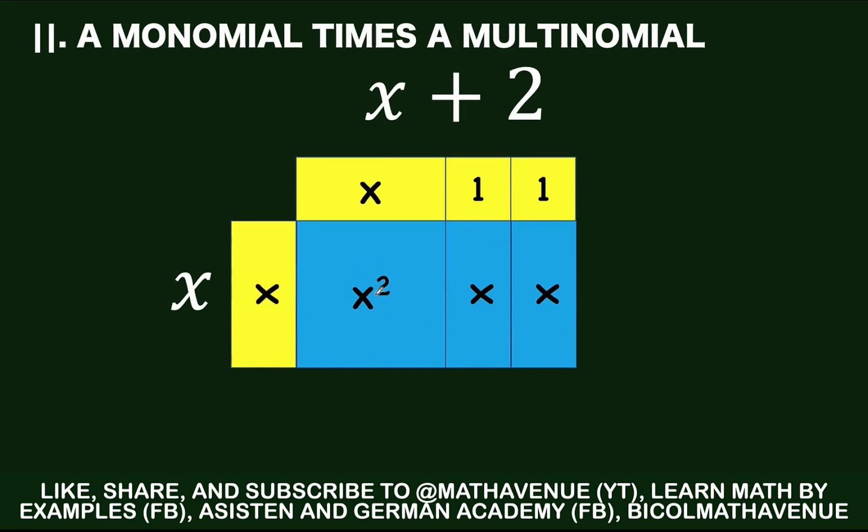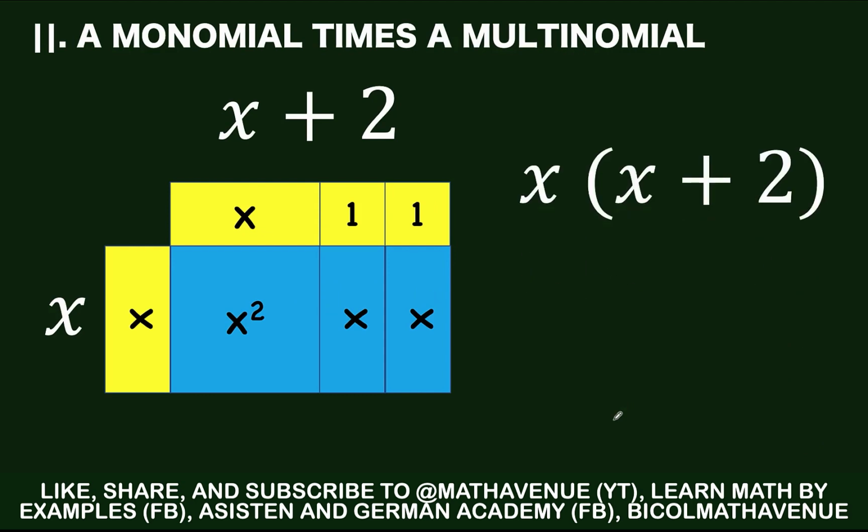How do we know that this is x squared? You have a side length of x and a side length of x, and x times x is x squared. How do we know this is x? You have here a length of x and a width of 1. So 1 times x is x, similar here. Now, we say that the product of x times x plus 2 is x squared plus 2x, because there are 2 x's here combined.